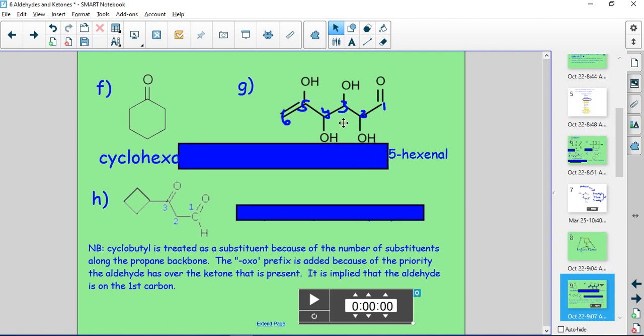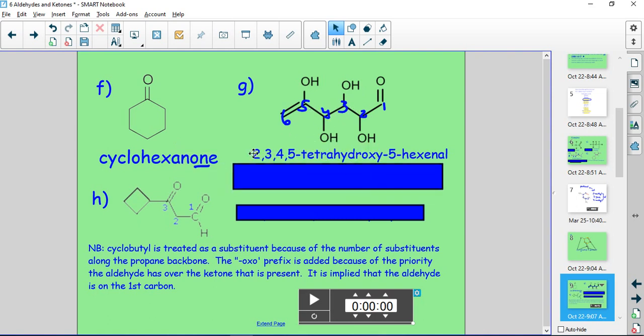There we go. Then we have 1, 2, 3, 4 alcohols. And when an alcohol is not the highest group or the priority group, it's named as a branch. And when an alcohol is a branch, it's not -ol, it's hydroxy. But because there are 4 of them, we have to say tetra and state the locants. So the locants are 2, 3, 4, 5. Therefore, this is the name: 2,3,4,5-tetrahydroxy-5-hexenal.